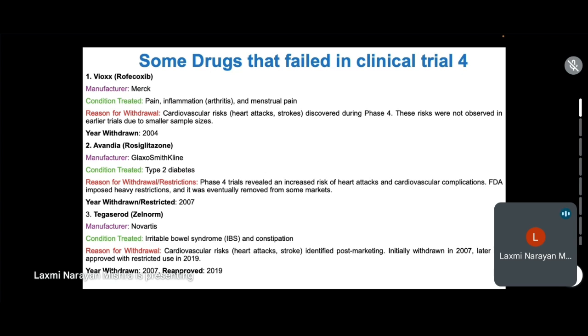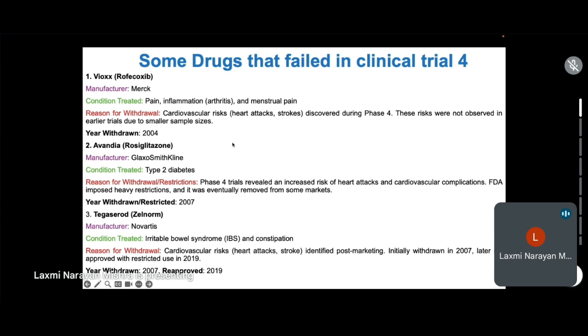So these are some examples of drugs that failed during clinical trial 4, which we hardly care about. We only care about phase 1, 2, and 3. So this is a new thing that many of you must have heard about, clinical trial 4.